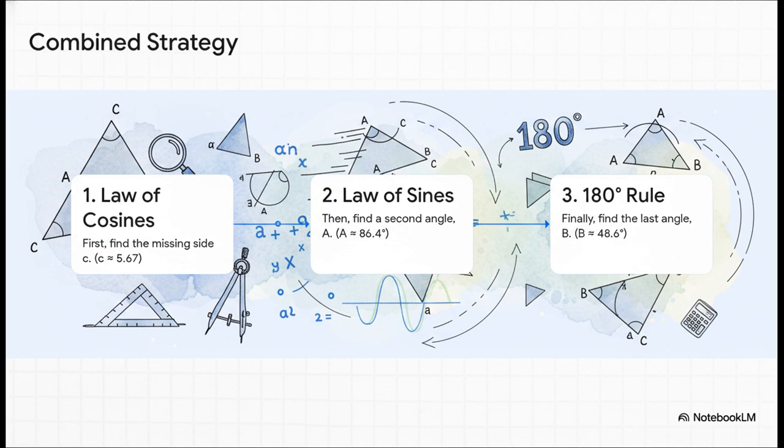But here's the pro tip. As soon as you find side C, you now have a side and its opposite angle. And that means you can switch over to the law of sines, which is way faster for finding the next angle. Once you have two angles, the third one is a piece of cake. Just subtract the two you know from 180.